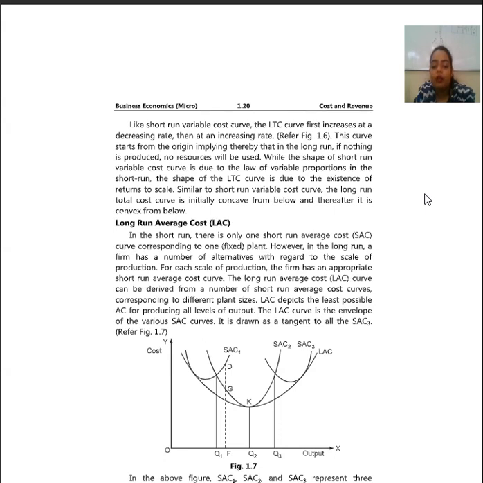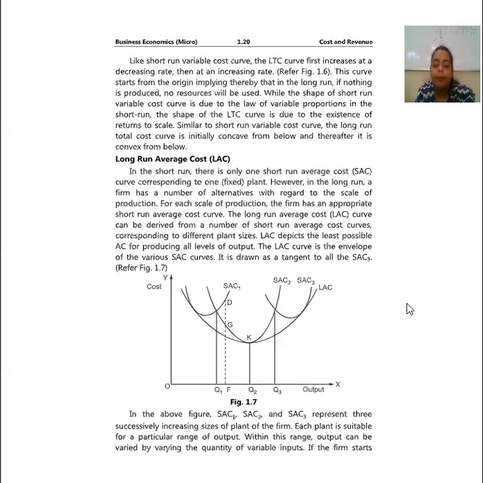Similar to the short run variable cost curve, the long run total cost curve is initially concave from below, and therefore it is convex from below. So we can understand how this figure has been drawn, and how the curve goes convex and concave from below.